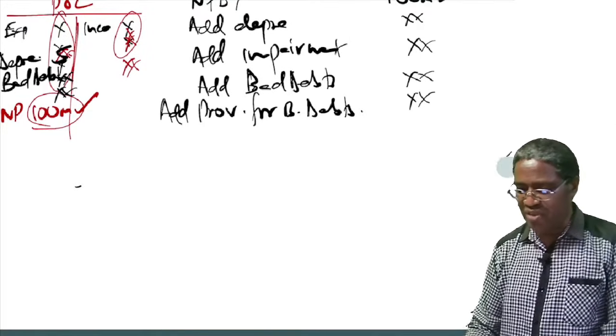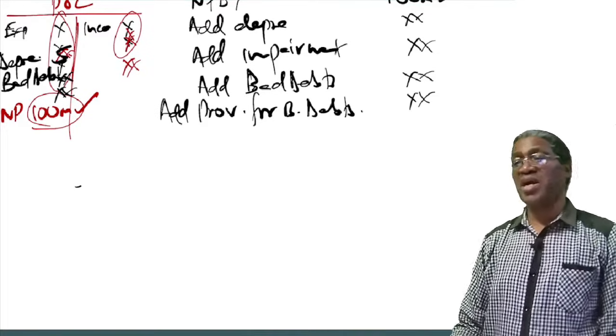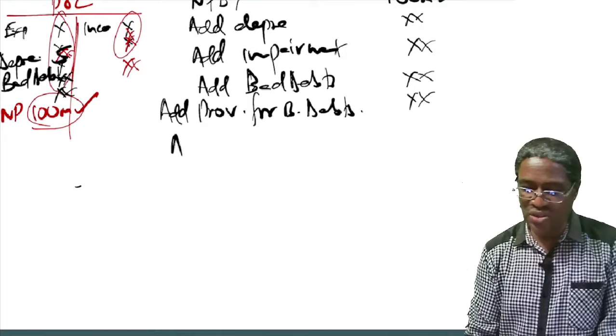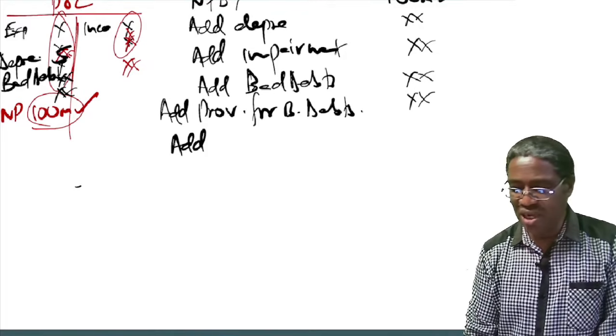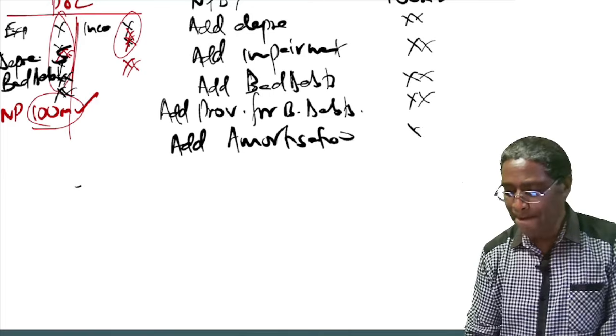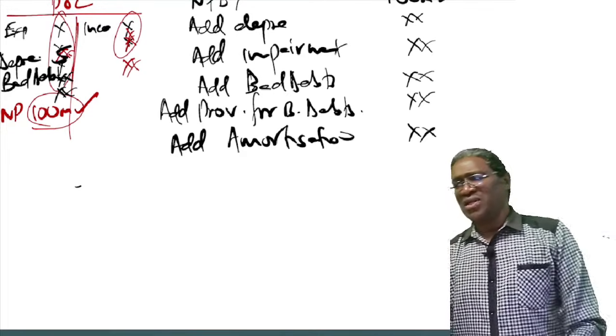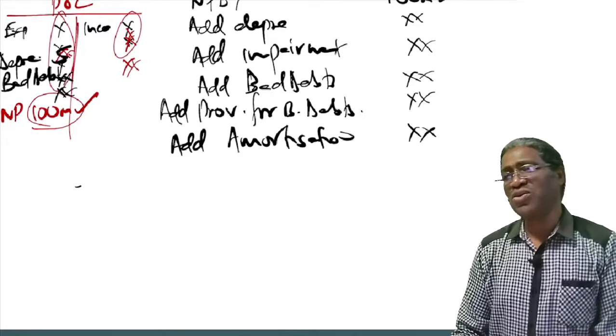Again, you must have debited P&L account, and obviously there was no expense by cash for that. You come and add. Good. So you come and add amortization. Good. Somebody has given me another one, and that is loss or gain on disposal.